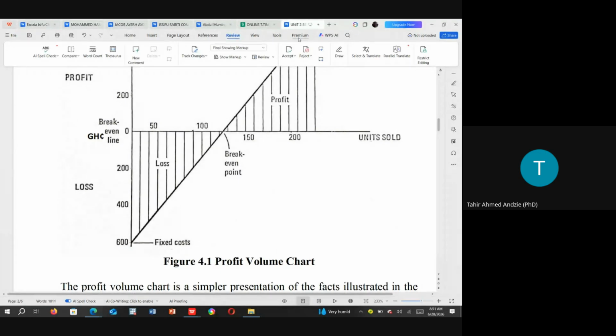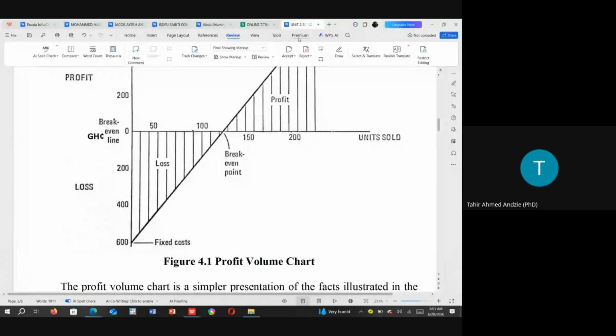And then now at output 120, we have 1 million. And then the maximum sales, we have 2 million. So you just have to get a coordinate, right? At output 0, you have a point. Fixed cost, total loss is 4 million.